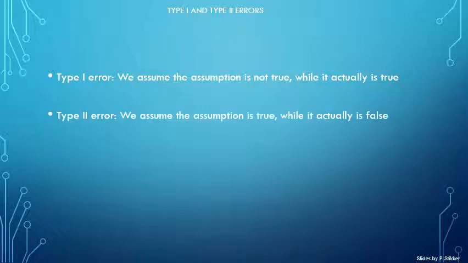We can also make an error the other way around. We could assume that the assumption about the population is true while it's actually false. So with the other coin, where we only had a deviation of 8, the chance of a deviation of 8 or more was very high, so we would say that the coin is probably fair. But it might actually still be an unfair coin. So in that case we have a type 2 error.